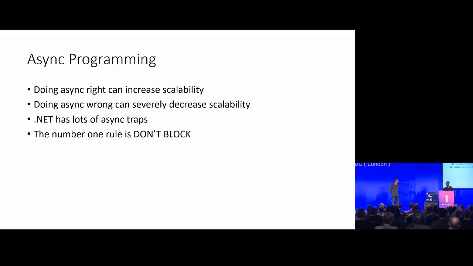The main rule is just don't block thread pool threads. That's the main rule, ever. Just don't block, ever. And what do we mean by block? Don't stop the thread from doing useful work. Don't call task.wait, task.result. You'll see a bunch of APIs that you shouldn't call.